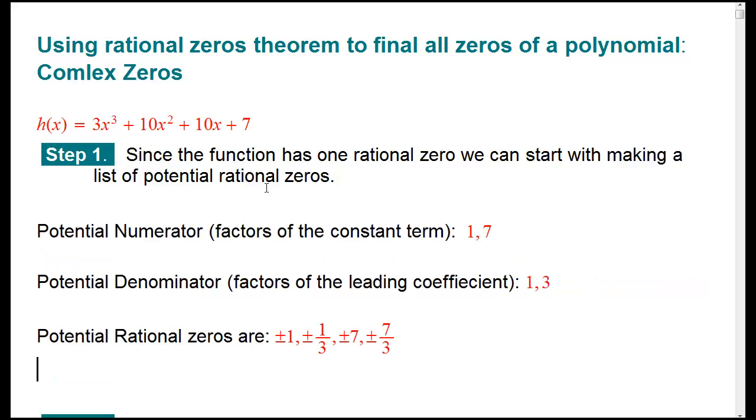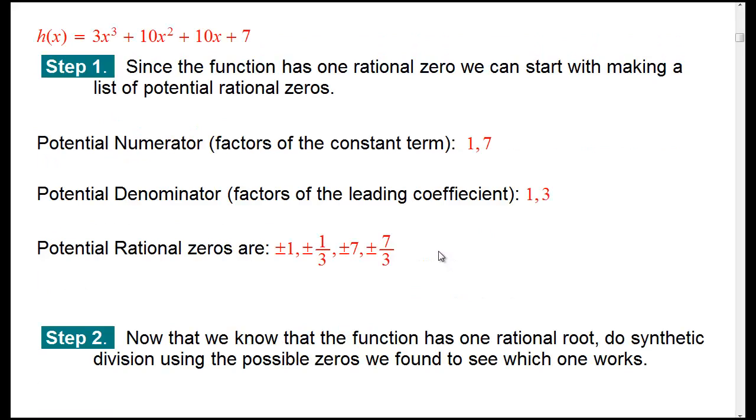Remember, our numerator is going to be plus or minus the factors of the constant term, 1 or 7, and denominators are all factors of 3, which would be 1 or 3. So our possible rational zeros are 1 over 1, or 1 over 3, or 7 over 1, or 7 over 3. So plus minus 1, 1/3, 7, 7/3 are all possible rational zeros. So now we are going to take a look and see how to find the zeros of this polynomial by doing synthetic division. So let's work on that next.